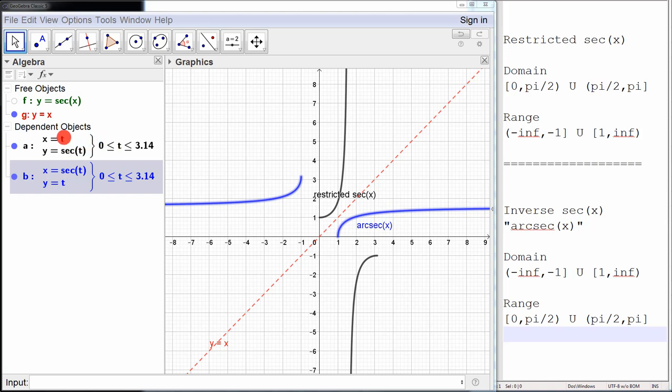I typed exactly the same thing, right? So right here in black is the restricted secant function, and here in blue is the inverse secant function. And notice I typed in exactly the same thing. The only difference is I switched the x's and the y's. For the secant function, y was the secant of t, but for the inverse secant function, x was the secant of t.